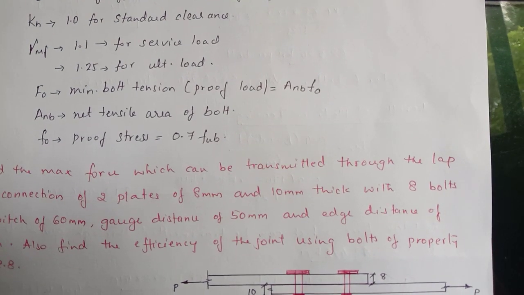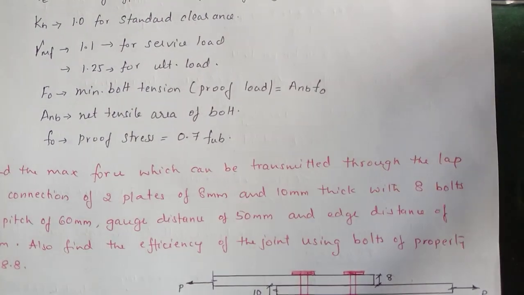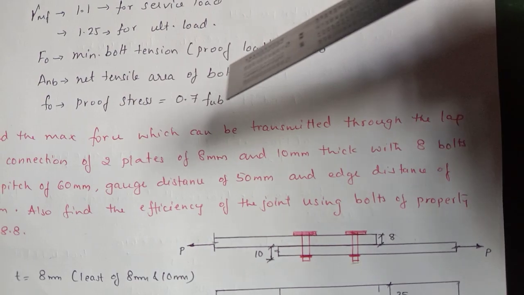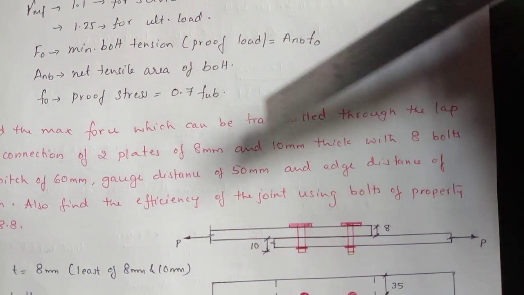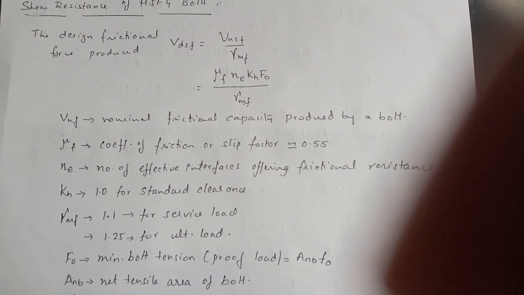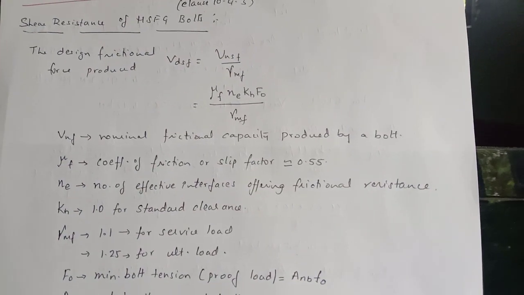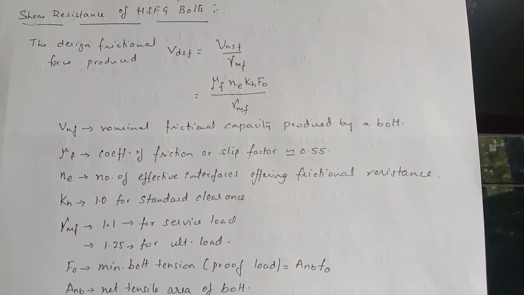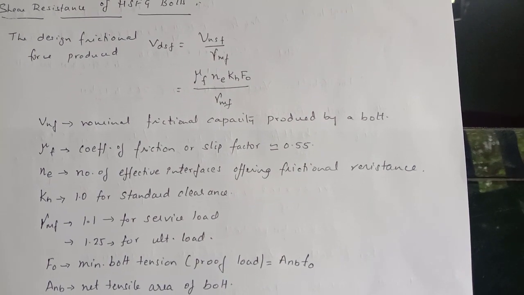Then F naught is nothing but the proof load, which is A and B into F naught. We know how to calculate A and B. Now F naught is the proof stress, 0.7 times FUB. So the remaining steps will remain the same, only the first step changes. So this is how you can calculate the shear resistance of an HSFG bolt. That is also called the design frictional force produced, VDSF.